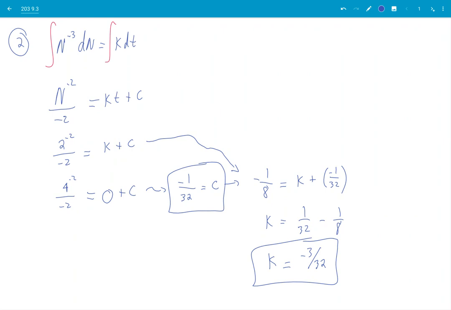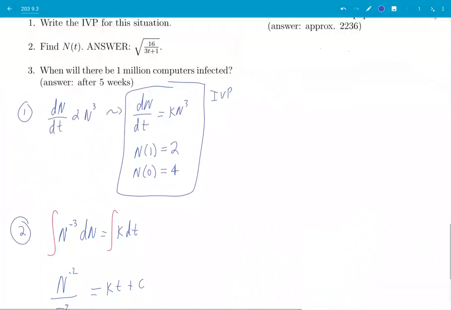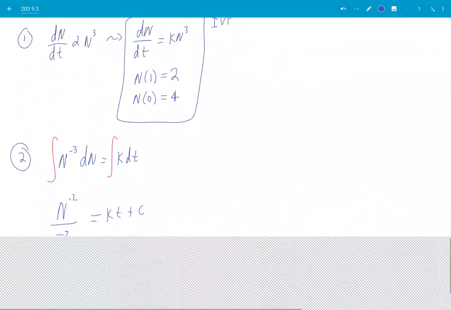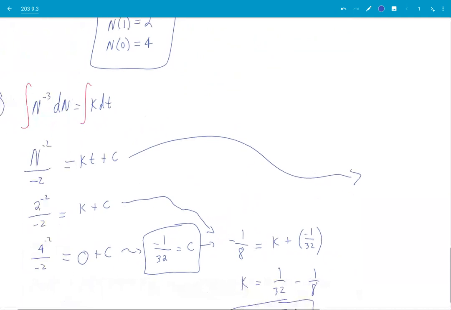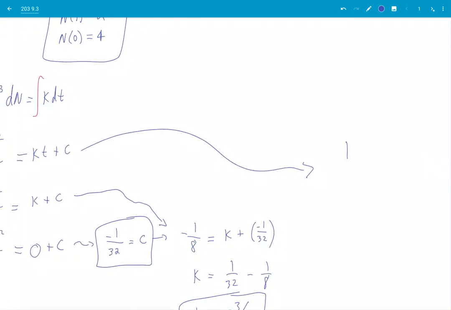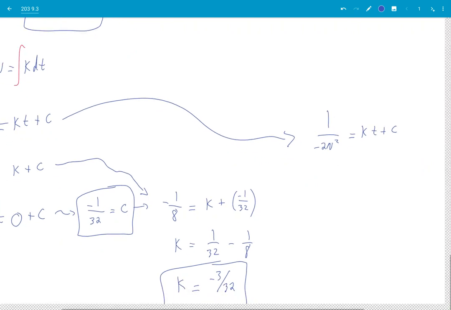Now I will read the question again and figure out what I'm trying to do. And part 2, I'm trying to find, just solve for n, right? So maybe this k and c business I should have done later, but it doesn't really matter. I'll do it eventually. So what do I got here? Well, I got 1 over negative 2n squared is equal to kt plus c. I'm going to use my k and my c right now.